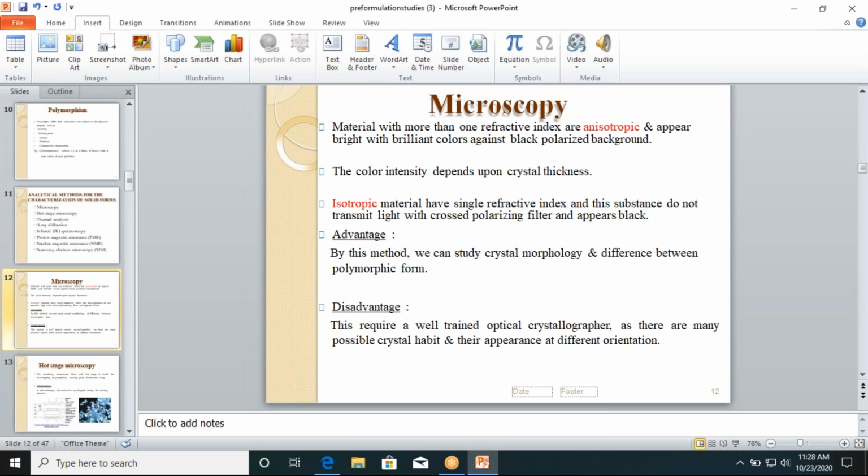Okay, because there are as many crystal habits as possible, and each will have a different appearance at different orientations. In order to determine this, you require a well-trained optical crystallographer. So this is how microscopy helps. Microscopy will also determine whether a material has one refractive index or more than one. The compounds having more than one refractive index are called anisotropic, and the compounds having a single refractive index are called isotropic compounds.